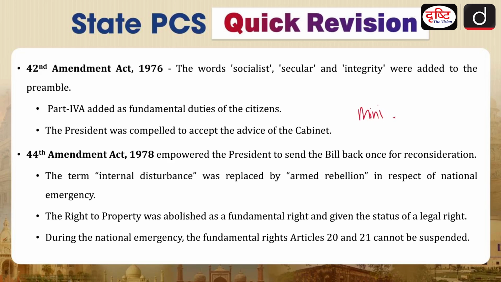42nd Amendment Act 1976 is called the mini constitution because of the various changes made, but there are important ones. The preamble has also been changed. The words socialist, secular, and integrity were added into the preamble. Please remember that. Earlier, words like socialist and secular were not there in the preamble; though our constitution was in spirit a secular constitution, the explicit words were not used. So with the 42nd Constitution Amendment Act, we added these words.